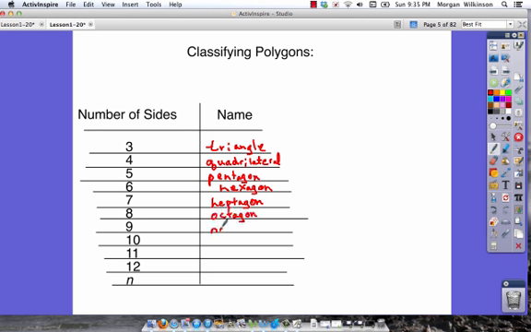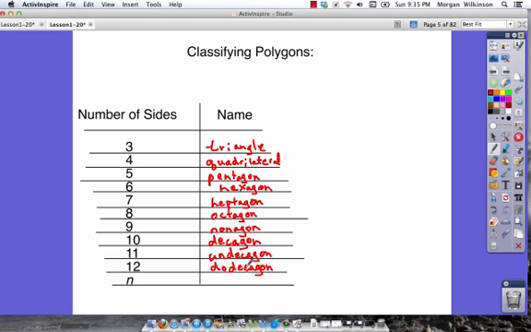9 sides is a nonagon. 10 sides is a decagon, D-E-C-A-G-O-N. 11 sides is an undecagon, U-N-decagon. And 12-sided is a dodecagon.